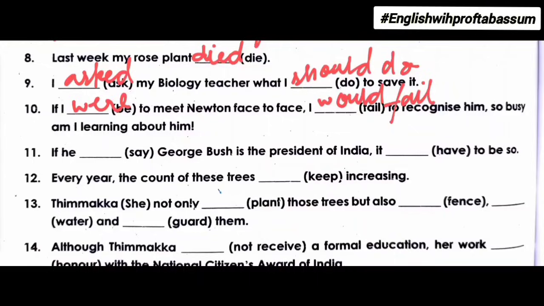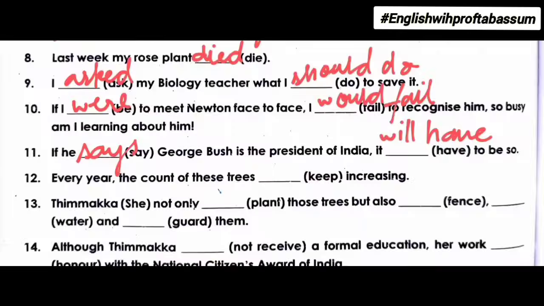If he says... now, the second dash is a logical conclusion or result. It means that it is going to be in the future. It is simple future tense. So the rule is will plus base form of the verb. In the bracket, the word given is have. So the answer is will have. So the final answer is: if he says George Bush is the president of India, it will have to be so.